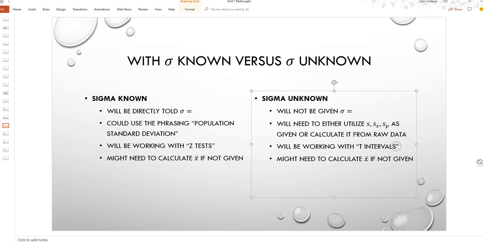And then same thing here, tests, my bad. I was typing up these notes during our confidence intervals unit, so.